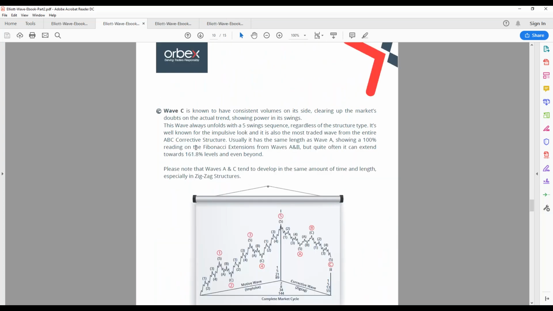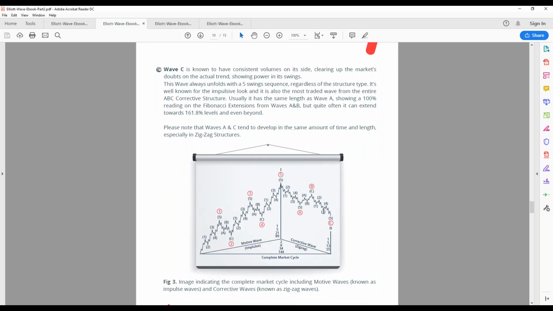Now the C wave, of course, is the most traded wave from this ABC correction, and similar to wave 3, it's clearing up everything. I mean, it looks like an impulse. It is impulsive by nature. It's supposed to make somewhat of a progress within the correction, right? And giving the correction the ability to end. And the reason behind wave C being formed out of 5 legs is that it's always formed out of 1, 2, 3, 4, 5.